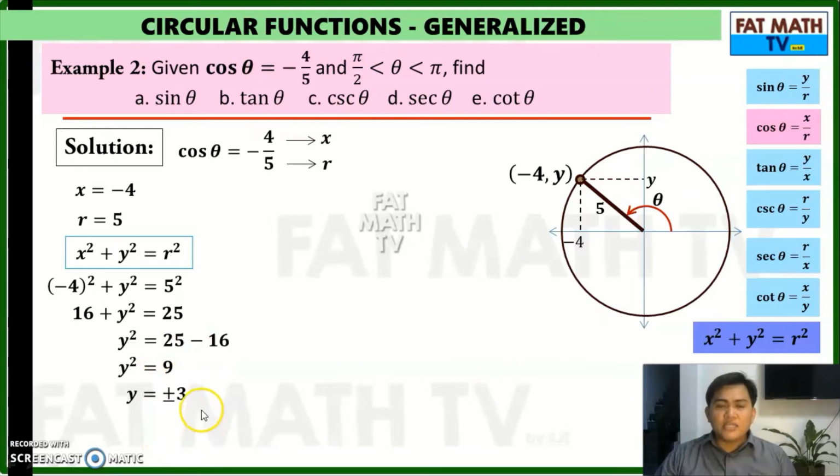Square root of 9 is positive or negative 3. But what will we choose? Positive 3 for y or negative 3 for y? We have to look at this given, that the theta is in second quadrant, and the y values on the second quadrant are all positive. So we have to choose positive 3.